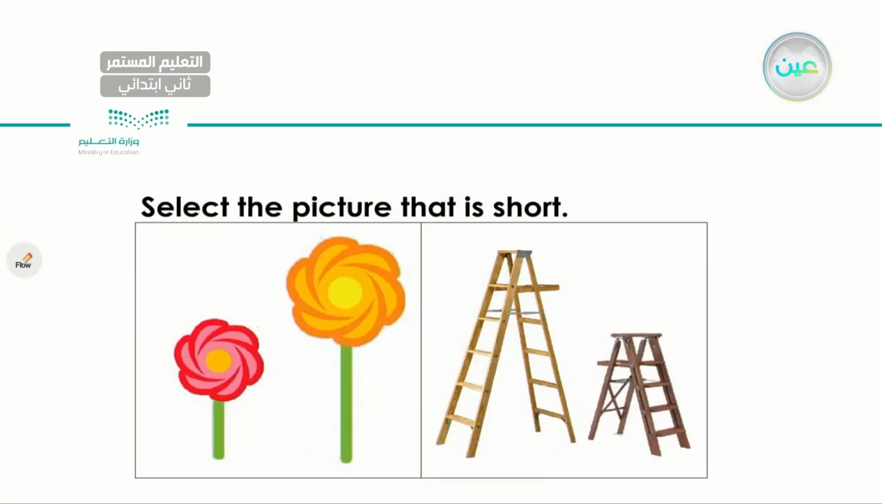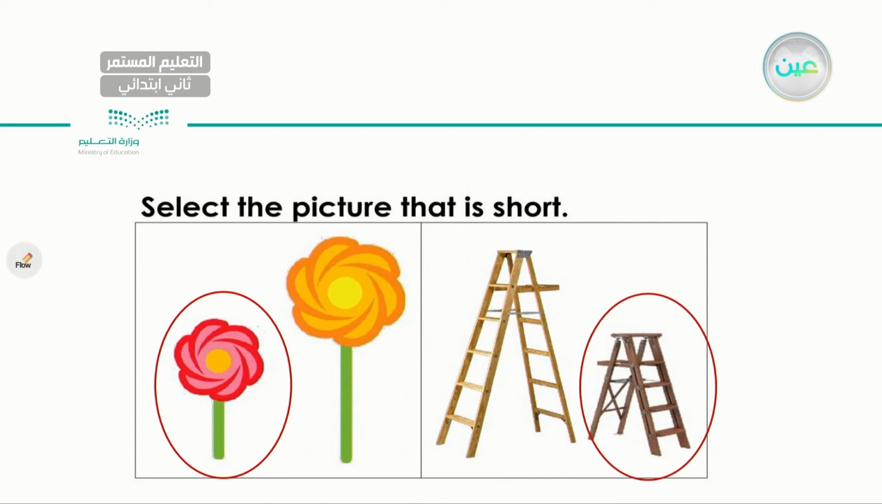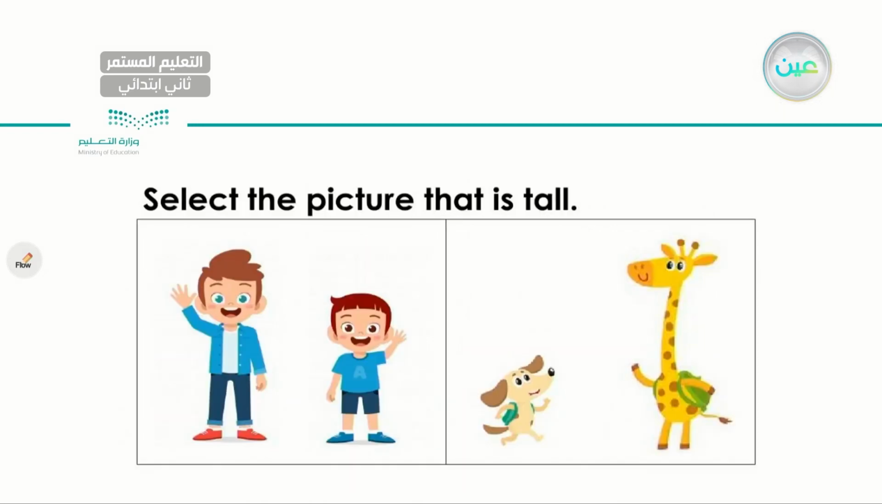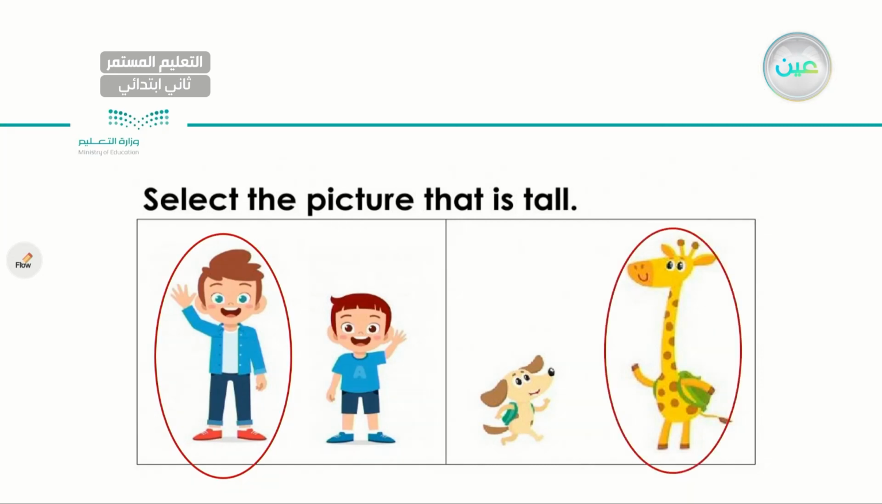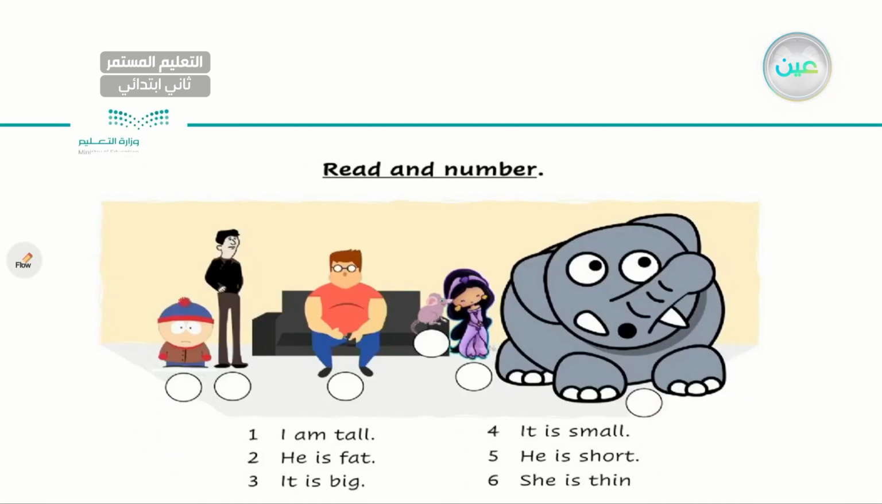Now, select the picture that is short. I have 2 flowers. That is the short flower. I have 2 ladders. That is the short ladder. Very good, my dear student. Now, select the picture that is tall. 2 boys. He is tall. A giraffe and a dog. The giraffe is tall. Very good, my dear student.